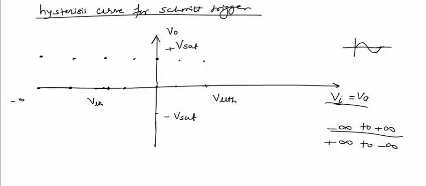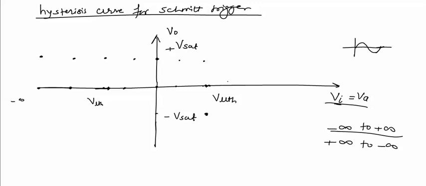And when we cross this point, Va is going beyond VUTH, which means Va will be greater than VUTH, that is Vb, and output will be minus Vsat. So when we cross this point, Va is greater than Vb, so output will be minus Vsat. Now if output is minus Vsat, the Vb value will be changed to VLTH.